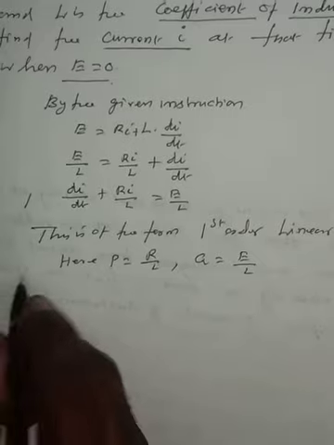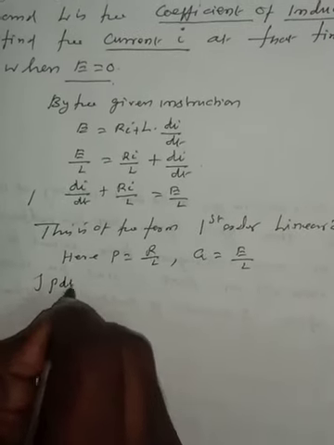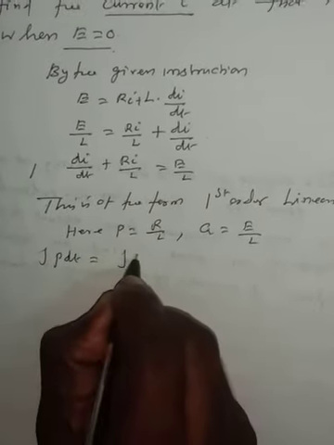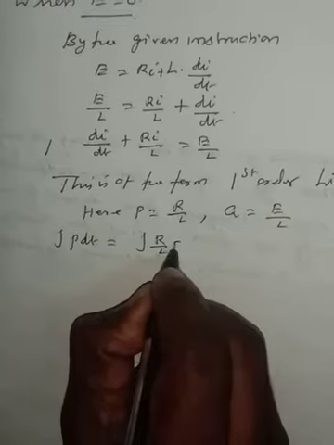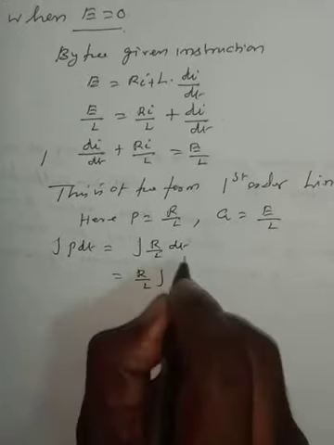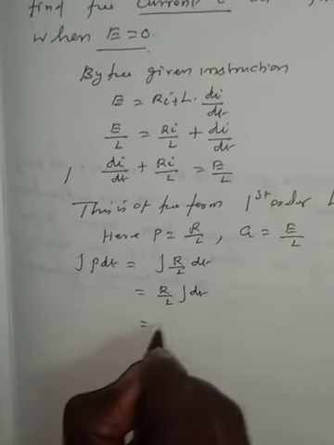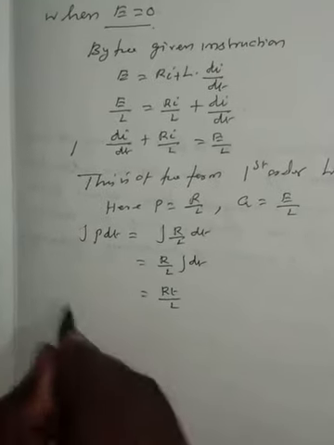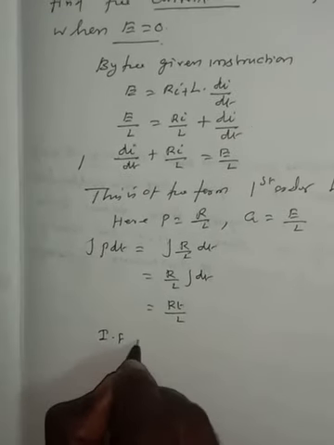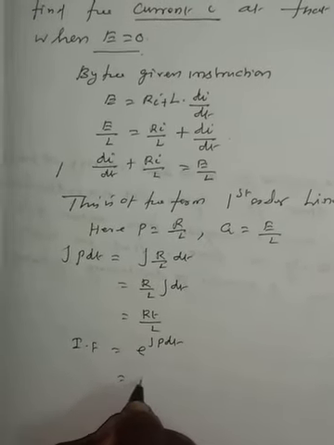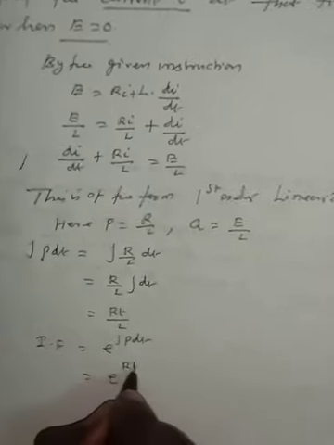First, integral P dt is equal to integral R by L dt. R by L is a constant number. Integral dt is equal to R t divided by L. Now integrating factor is equal to e to the power of integral P dt is equal to e to the power of R t by L.